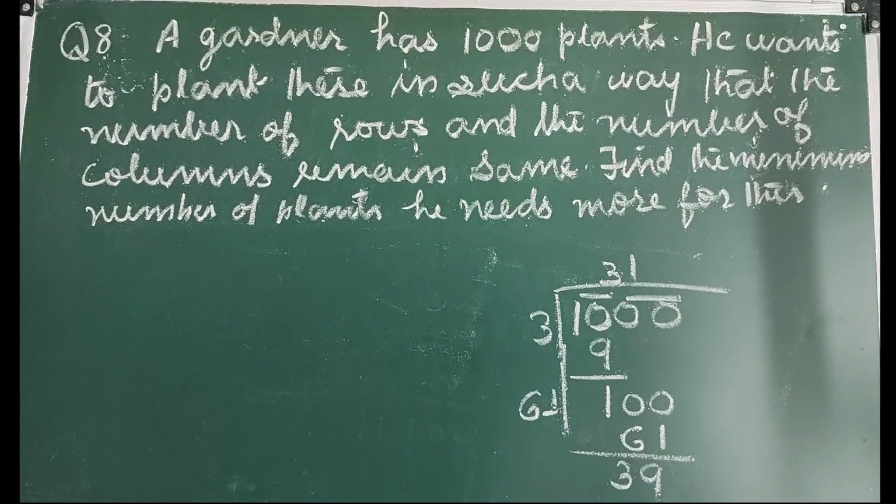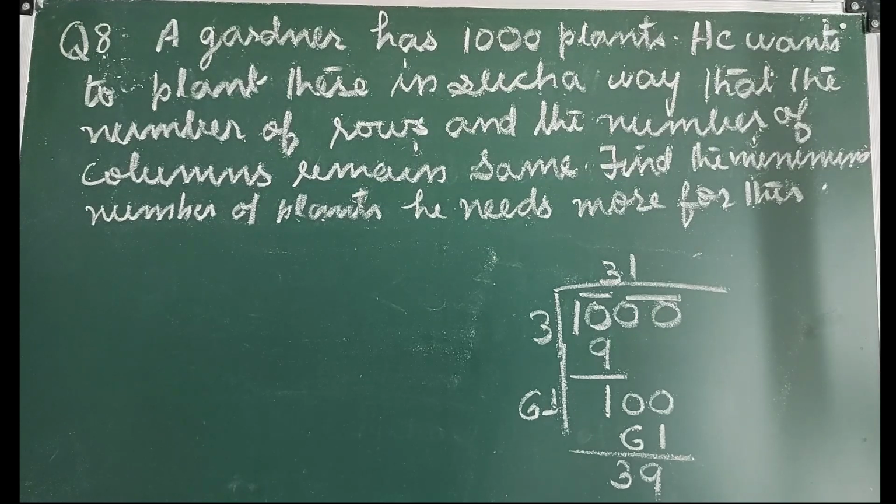In the question, it is given that the gardener wants to plant these in such a way that the number of rows and the number of columns remain the same. That is, the total number of plants is a perfect square. So we need to find the minimum number of plants he needs more for this. That is the least number that must be added to 1,000 so as to get a perfect square.